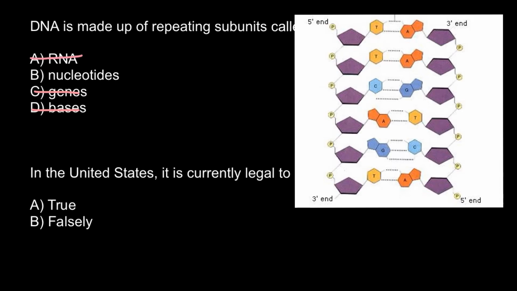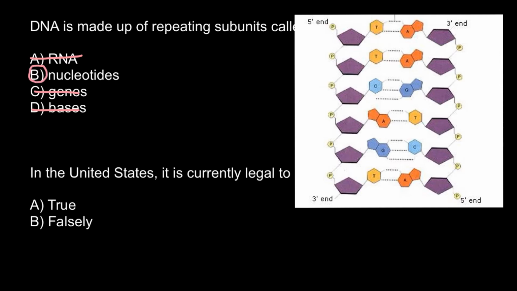So the smallest subunit would be nucleotides, and a nucleotide would be a base, a sugar, and a phosphate group. Once again, in the case of the DNA, this is going to be deoxyribose. In the case of the RNA, this is going to be ribose. So three elements make one subunit that we call a nucleotide. So our choice would be answer B.